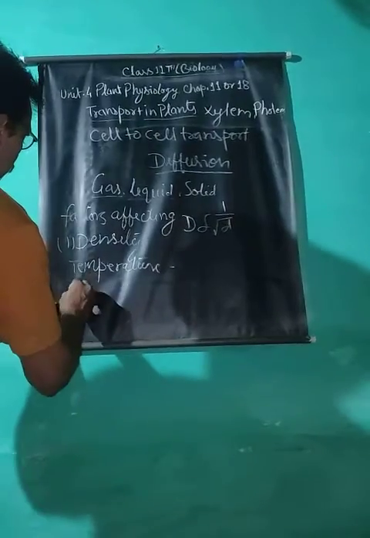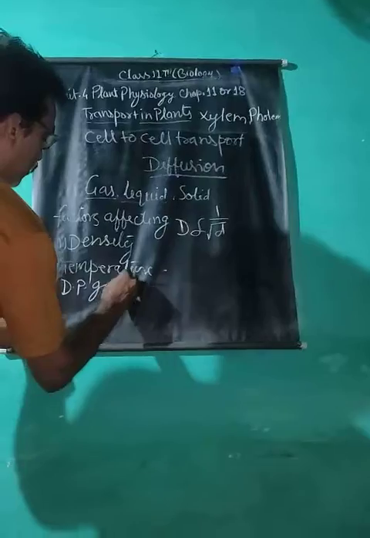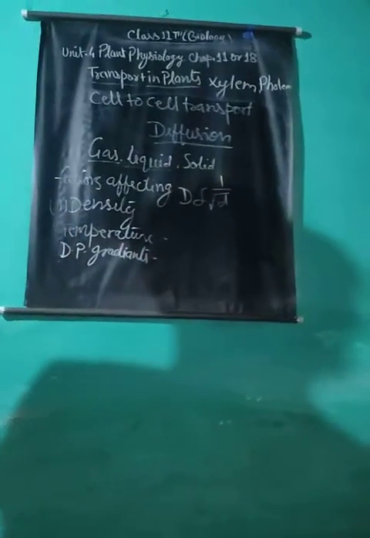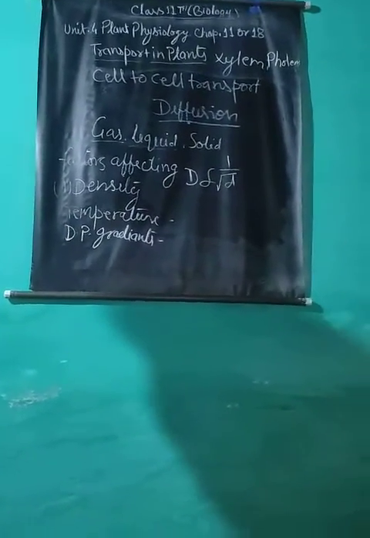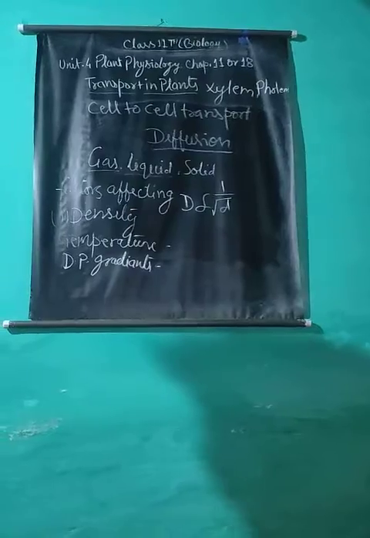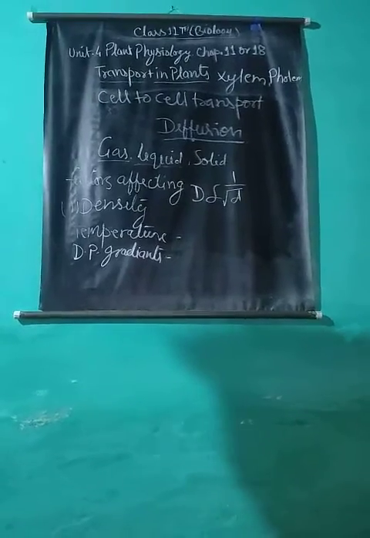Diffusion pressure gradients. It means the difference in diffusion pressure between two mediums. The rate of diffusion of a substance increases if there is a higher diffusion pressure gradient between two ends, having higher and lower concentration of the diffusing material in a diffusing system.